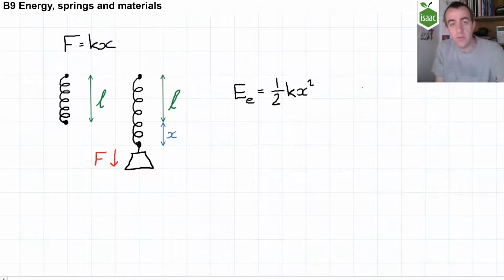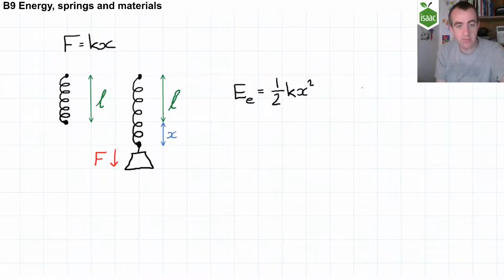The equation for elastic potential energy for a spring is written here. That is half multiplied by the spring constant multiplied by the square of the extension. There are two ways of deriving this equation. One of them is graphical, the other uses integration. If you're interested in the integration way, I'll show that at the end.